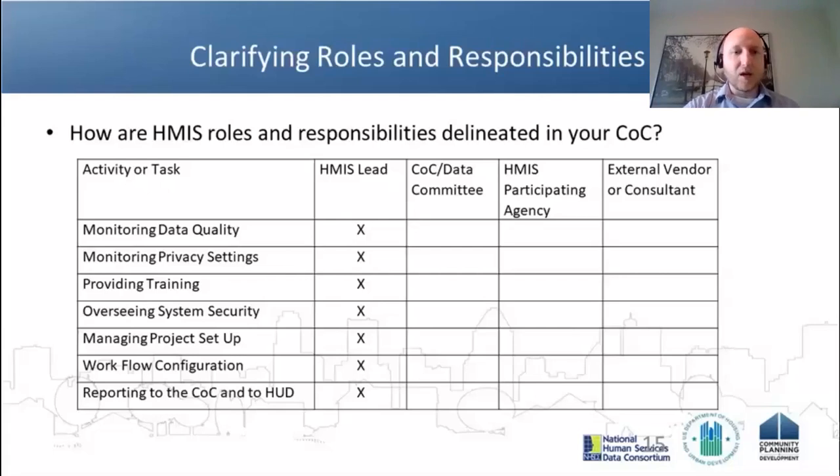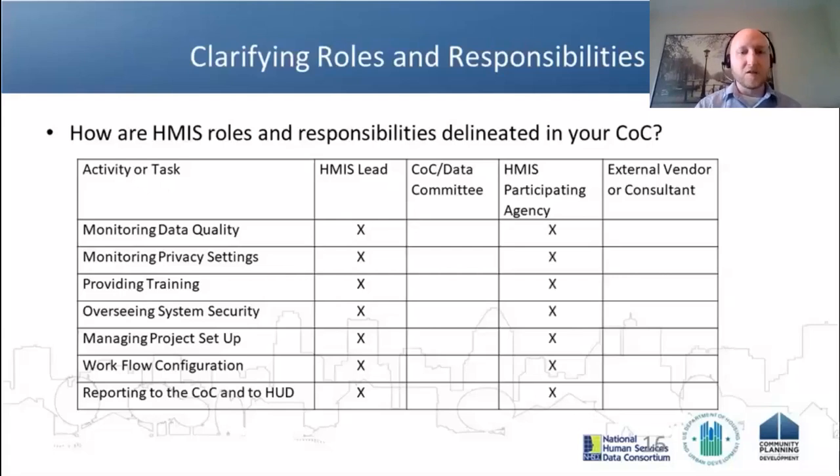We see HMIS leads operating within a centralized context the majority of the time. That may make sense. It might not make sense. If there are questions about how this is set up within your own community, you owe it to yourself to start this conversation and engage in dialogue with your CoC partners to say, we've taken on a lot and we might not have adequate resources, or this really needs to be a shared responsibility, or we need other folks to support this because this actually isn't something we have complete control over.